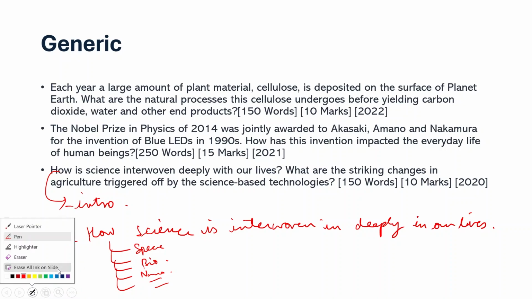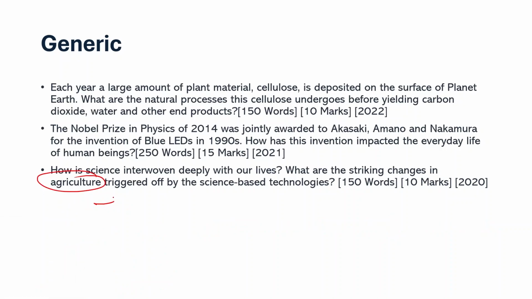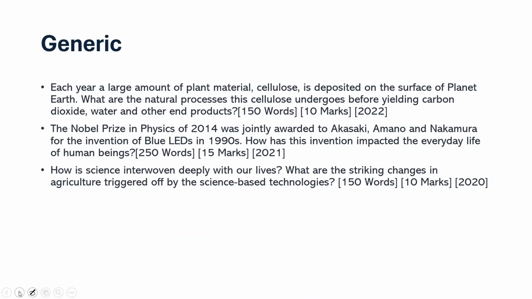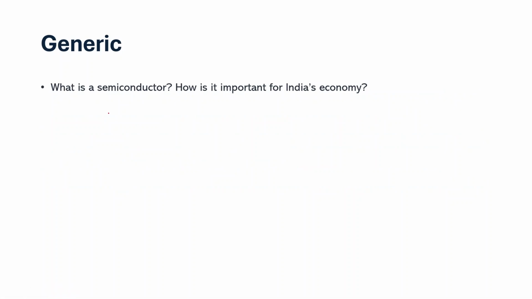Then they're specifically asking about agriculture. So after the introduction, and after how it is helping in everyday life, you write about applications of science technologies in agriculture, right? Then you conclude, right? Because let's see one question, a generic question: what is semiconductor? How is it important for India's economy? Again, we have not specified the word limit. Let me make it 10 marks.